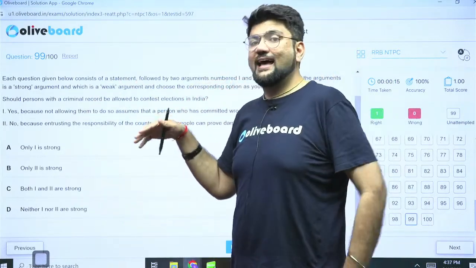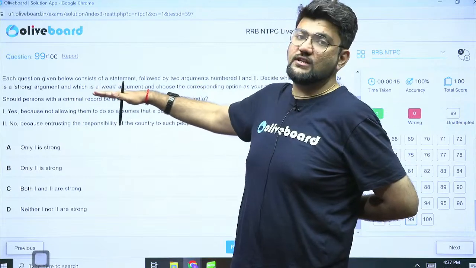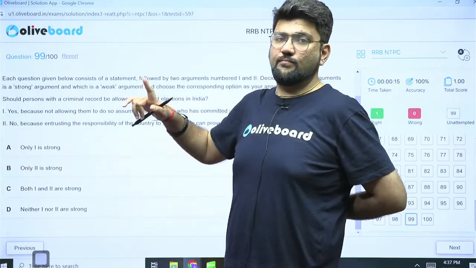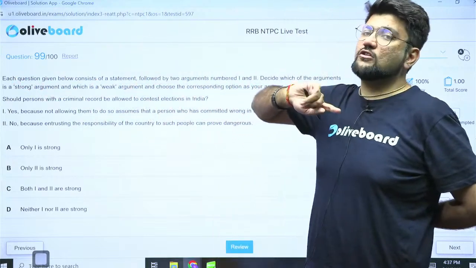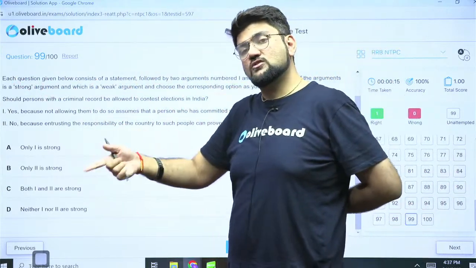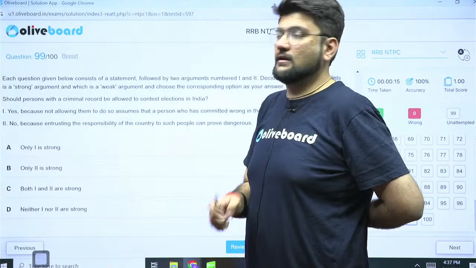Don't also think on the lines that only correct arguments will be positive and the incorrect arguments will be negative. No. Negative arguments, the ones with no, can also be true. So arguments which are for can also be strong, which are against can also be strong. Both can also be strong in the same statement.